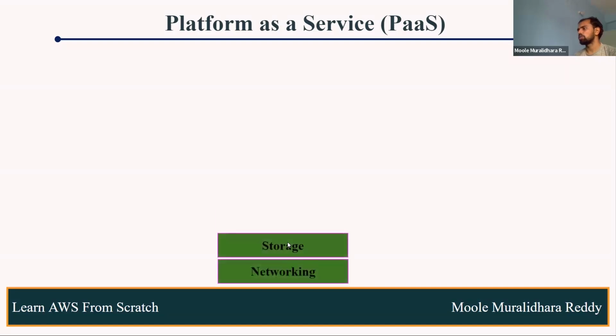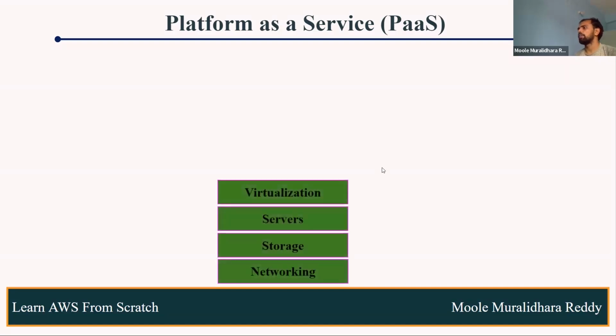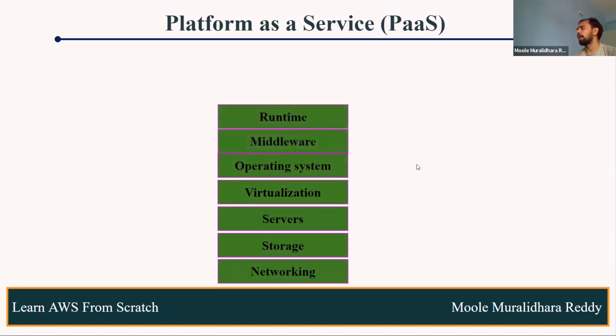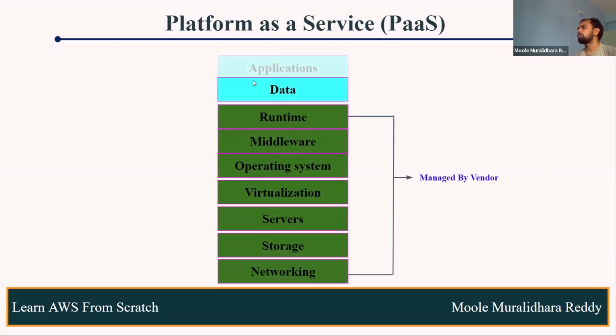Here, networking, storage, servers, virtualization, and also operating system, middleware, runtime, everything will be taken care of by the vendor. The vendor is here AWS, Azure, Google Cloud, all of which we can call vendors. The only things the client needs to take care of are the data and whatever application you deployed. These two need to be managed. In platform as a service, everything until runtime is taken care of by the vendor. Understand that? Platform as a service.